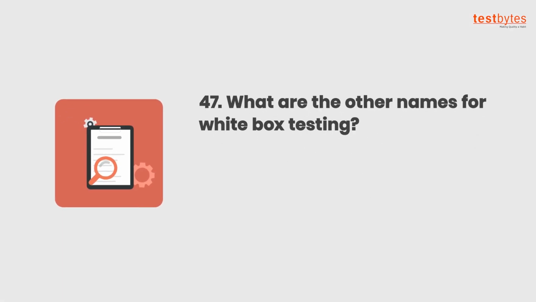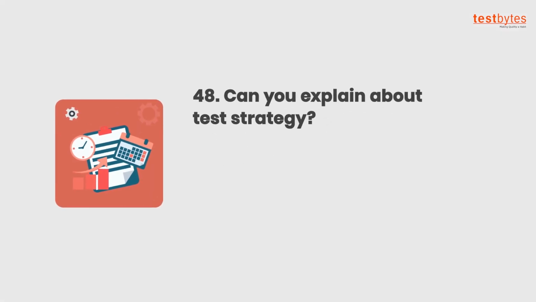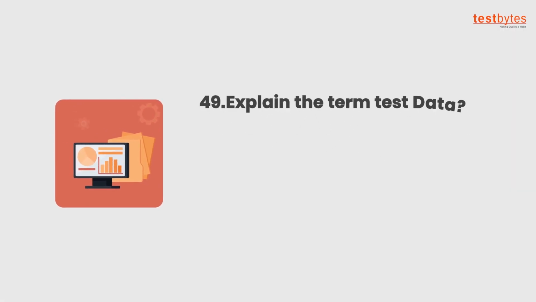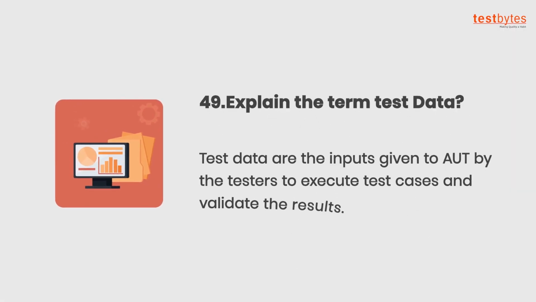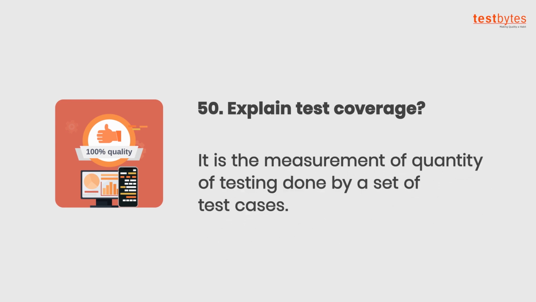Number 47. What are the other names for white box testing? It is also known as glass box, clear box, and structural testing. Number 48. Can you explain about test strategy? Test strategy is a document that includes test design and defines how testing is to be carried out. Number 49. Explain the term test data. Test data are the inputs given to AUT by the testers to execute test cases and validate the results. Number 50. Explain test coverage. It is the measurement of quantity of testing done with a set of test cases.